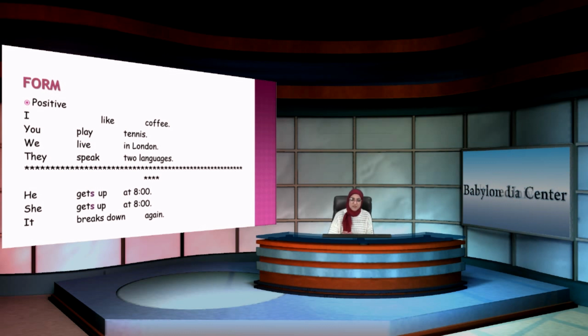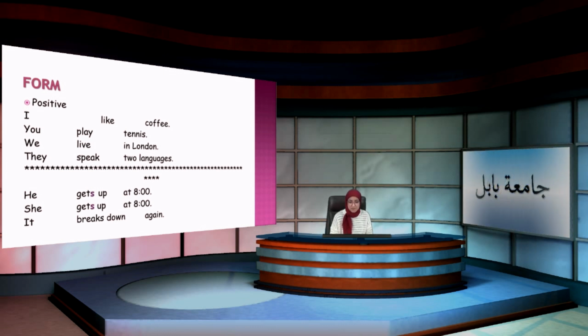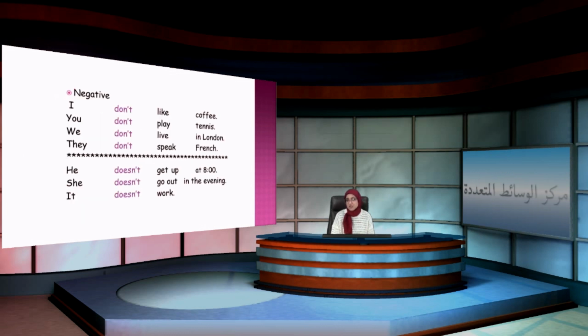And the last singular subject, which refers to the inanimate, which is it, or any inanimate noun. It breaks down again. For example, I'm talking about my car: my car breaks down again. Or if we remove my car, the noun, and substitute it with a pronoun, then it's going to be it, because it is inanimate. This is as far as the first form is concerned, which is the positive.